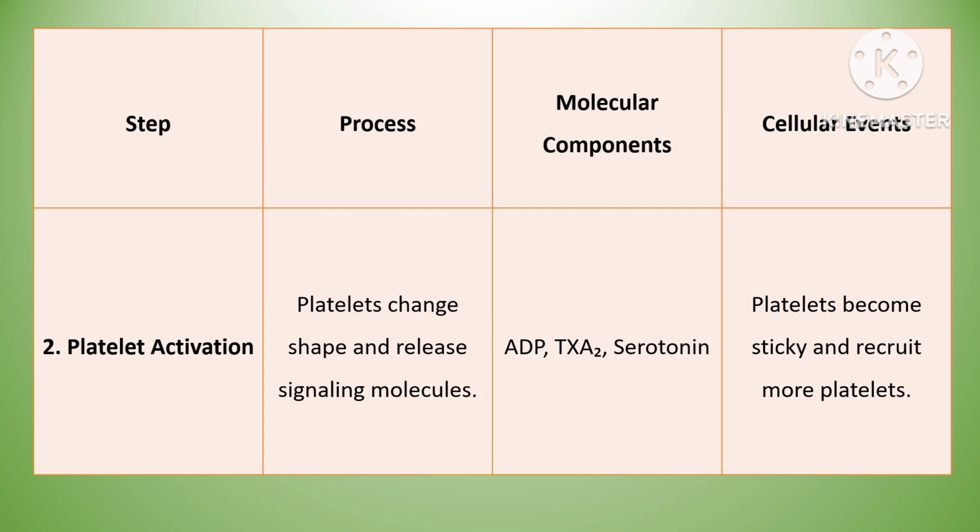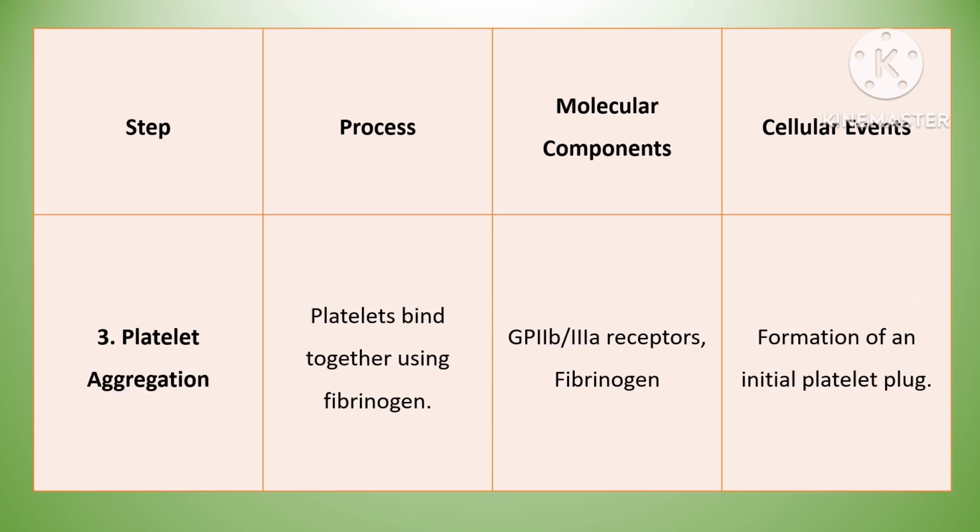When the platelets get ready to work, that means once they are stuck, the platelets change their shapes and become sticky. They release chemical signals like ADP, adenosine diphosphate, and thromboxane A2, which attract more platelets. And finally, these platelets aggregate together, or clump together, to form a plug. The platelets connect to each other using fibrinogen, forming a loose platelet plug.